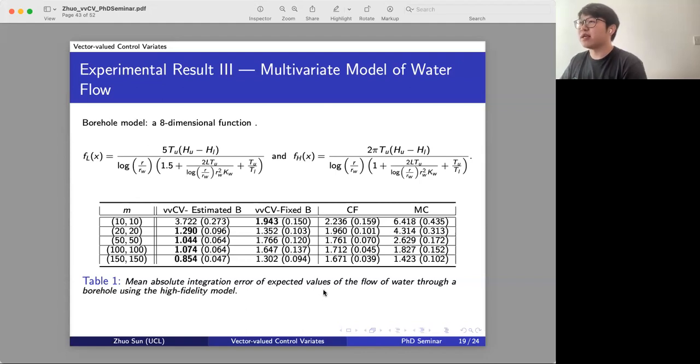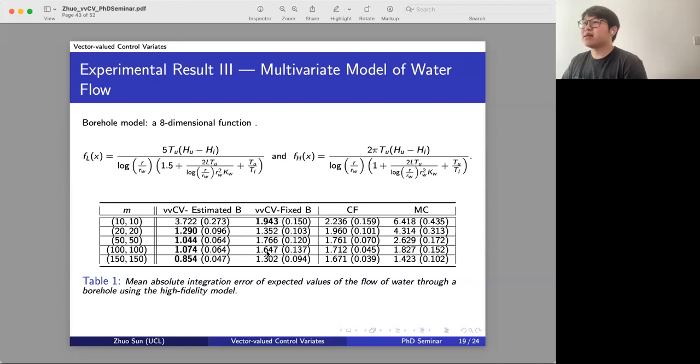So what we are interested in is the expectation of this high fidelity model with respect to all these 8 random variables. It has a practical meaning: the expected value of the water flow through some random borehole using this true function. Here I'm showing the performance of the vector-valued control variates against the control functional, which is the state of the art in the past, and also the Monte Carlo estimators.